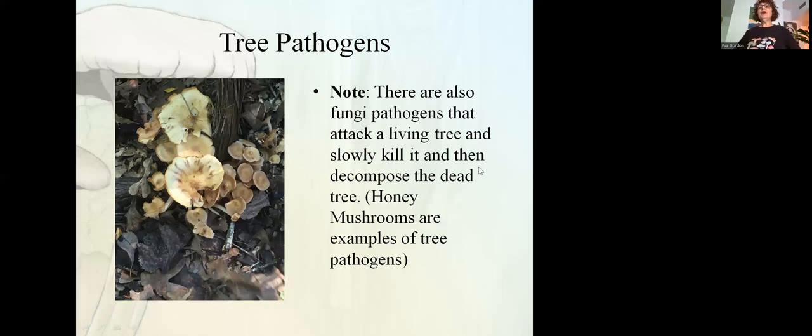Okay, other important ecological roles are that of tree pathogens. These are fungal pathogens that attack a living tree and slowly kill it. Sometimes it takes years and years to slowly kill it. And these are honey mushrooms that I took pictures of near the Oklahoma border earlier this year. They're examples of tree pathogens. And the largest mushroom in the world, the humongous fungus in Oregon, is a honey mushroom, and it is slowly killing all the trees there. So really interesting.